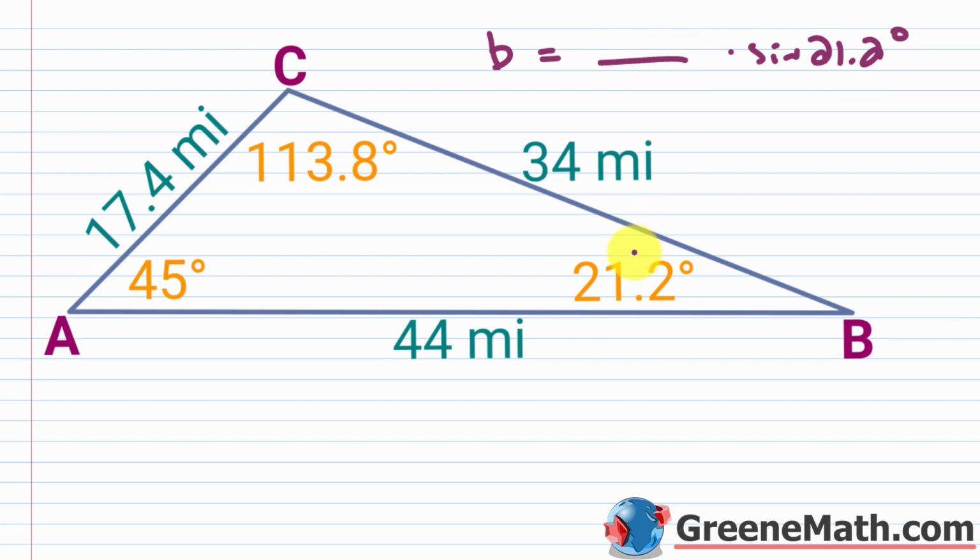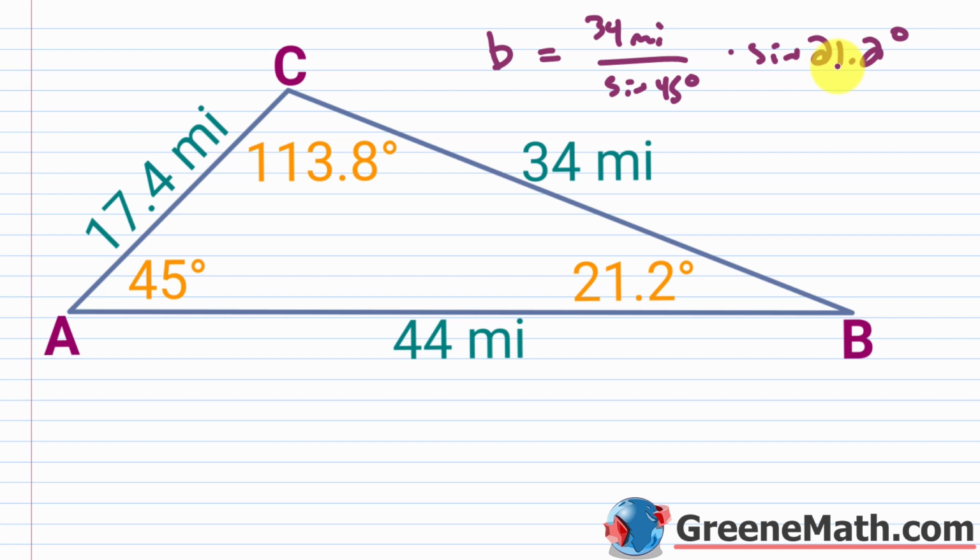So the ratio would be, I'm going to take this side A, the length of that's 34 miles over the sine of A. Again, the measure of this is 45 degrees. So this is the sine of 45 degrees. Again, all I did was speed up the process. We would have divided the length of side B by the sine of 21.2 degrees. So you multiply both sides by the sine of 21.2 degrees. It cancels from over there and you have it over here.